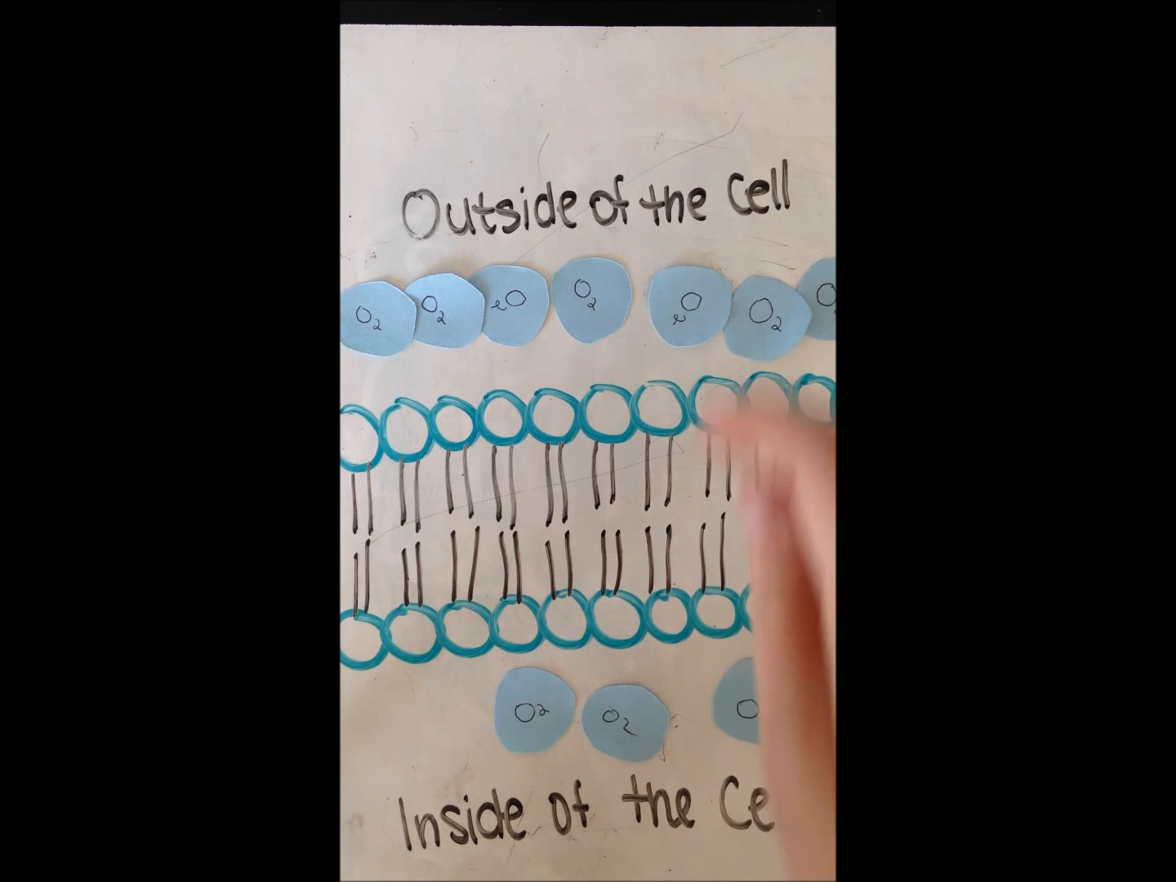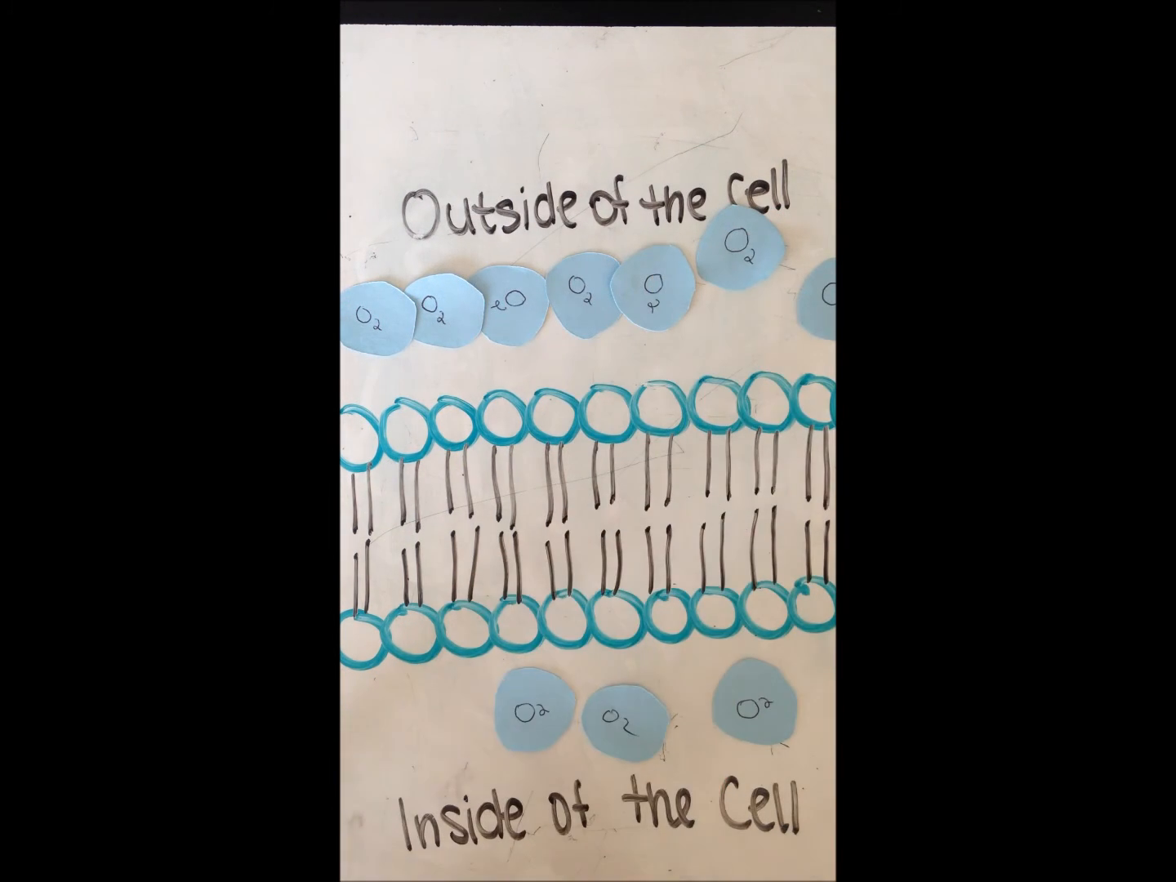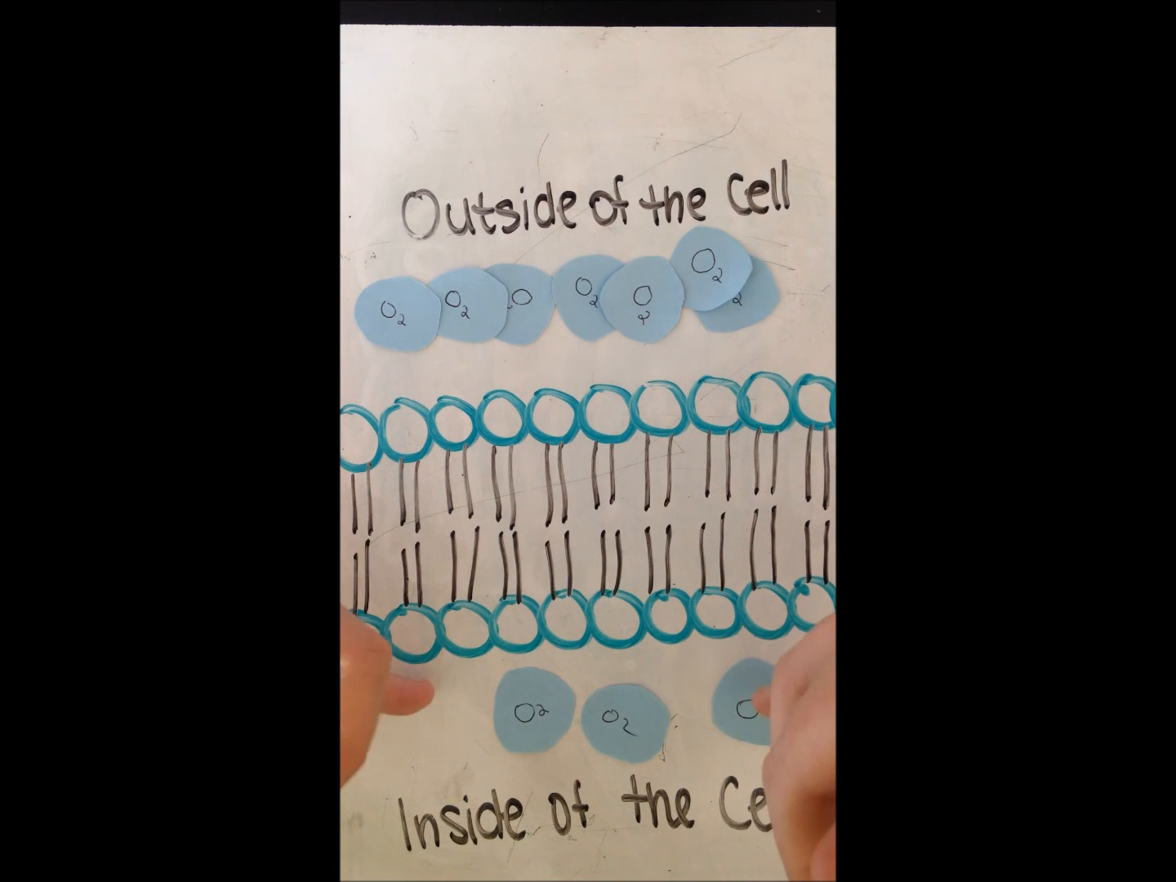The oxygen, which in this case is the blue pieces of paper, will diffuse across the phospholipid bilayer into the cell until dynamic equilibrium is reached. Dynamic equilibrium is defined as a state of balance between continuous processes, meaning the molecules will be constantly moving at equilibrium. So in this case, we have our oxygen on the outside of the cell, and we have our oxygen inside the cell.